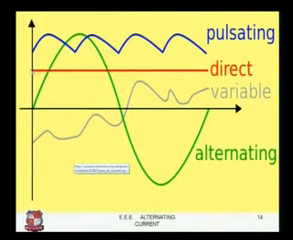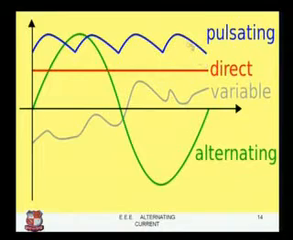Now second, this red line indicates the direct current or DC. This direct current indicates that the circuit elements, meaning the voltage and resistance of the circuit, remain constant. So you get a constant value of current, and the direction is always constant in DC.